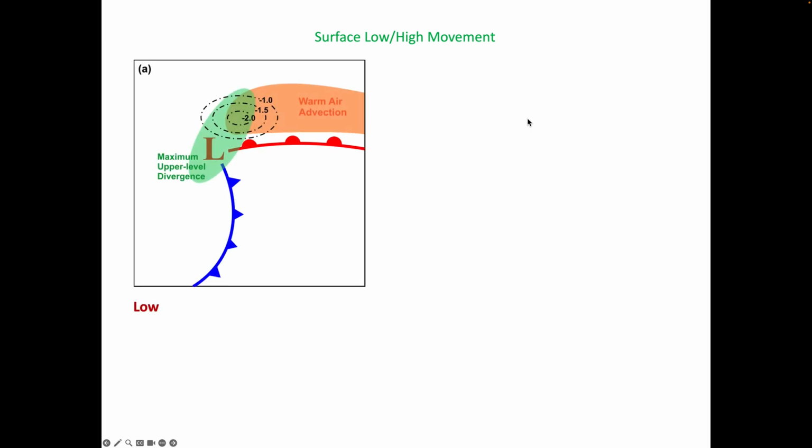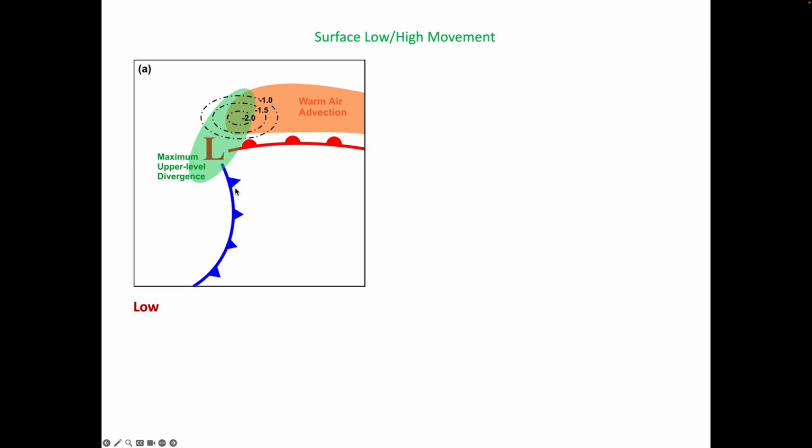Okay, let's keep moving on here. A couple more characteristics of what's occurring in the vicinity of our surface low pressure system. And I want to go through this because this part focuses on how low pressure moves over time. So if we focus on our low, what we have here is basically a representation of a mature low where we have well-developed warm and cold fronts.